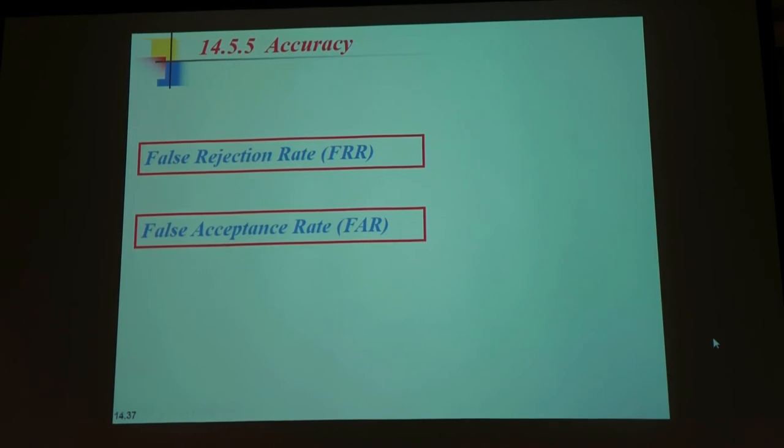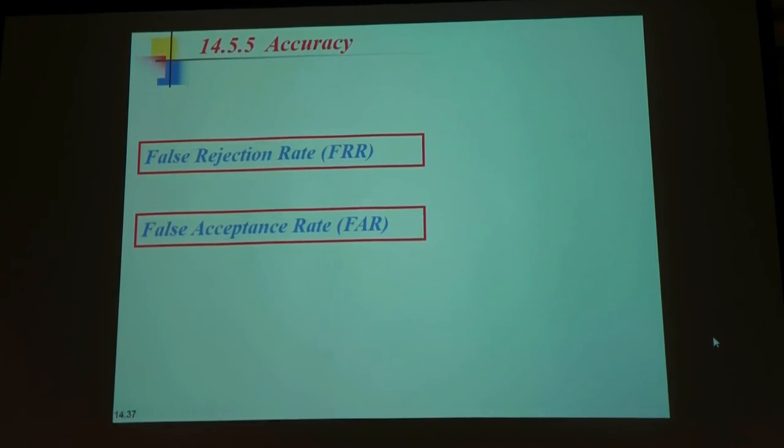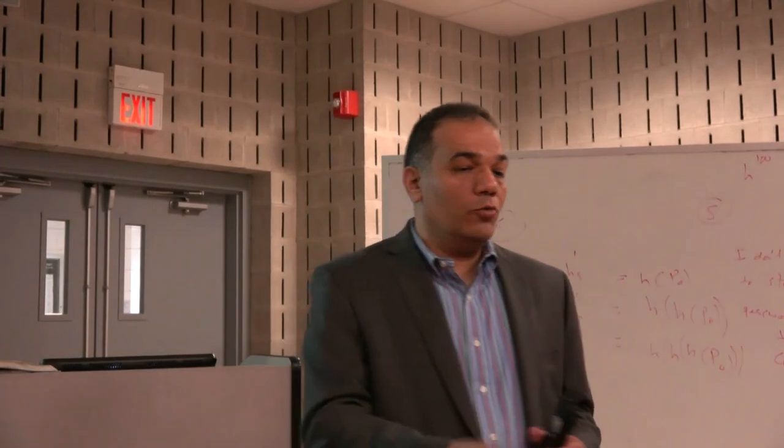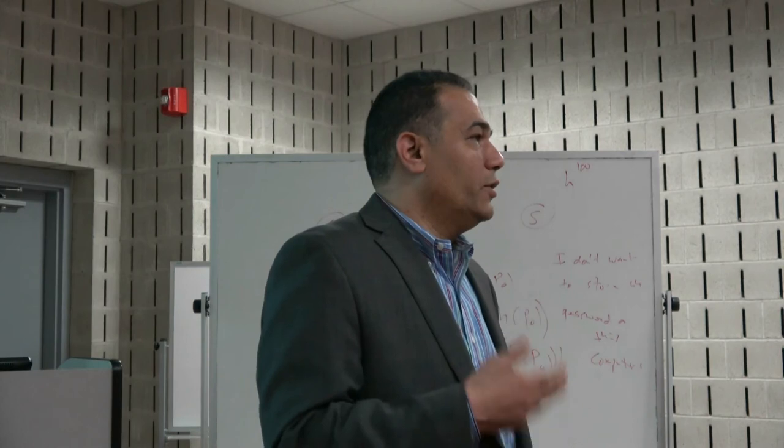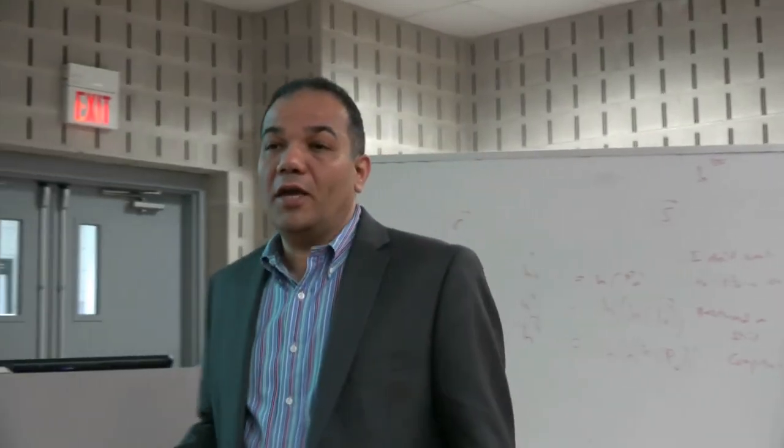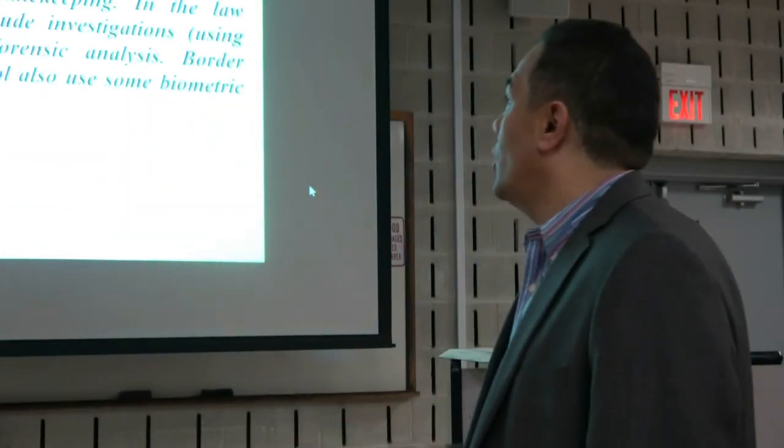There is always a problem with accuracy, because there is something called the false rejection rate and the false acceptance rate. False rejection is when you reject a person who is correct. So I put my fingerprint, and it says I'm rejected, but it's me. There's always a possibility, there's a rate. And false acceptance rate means the system accepts somebody who is not the person. So I'm trying to log in, pretending to be somebody else, and it logs me in, but it's not my account. So this is one of the problems.